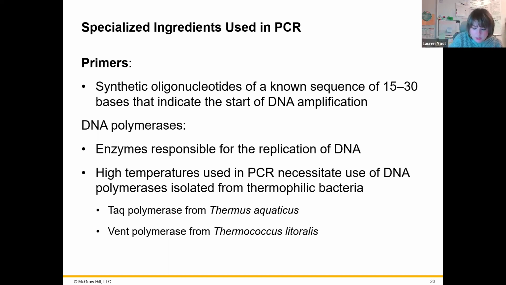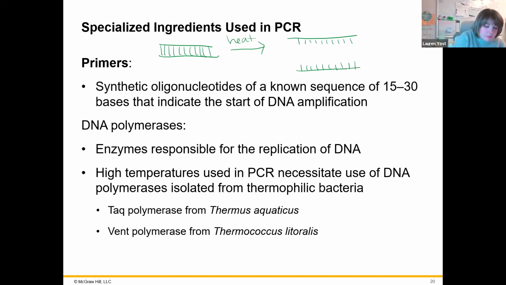Let me draw a little bit of a picture of it. These are your original strands. We will use heat to separate them. So now we have these single strands. And then the primer matches up. It's 15 to 30. I'm not going to draw it 15 to 30, but they'll match up on each side. If they match up, you have the sequence for COVID. If they don't match up, you won't have any primer to build your nucleotides off of.